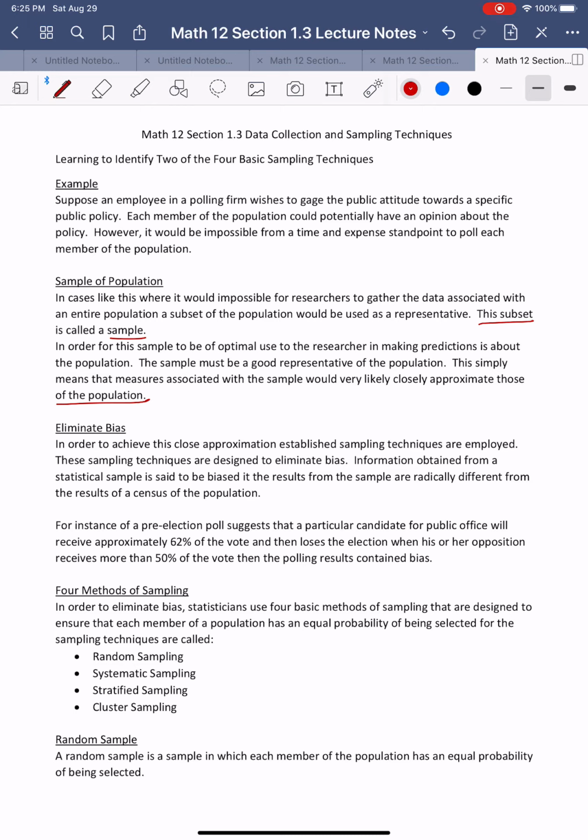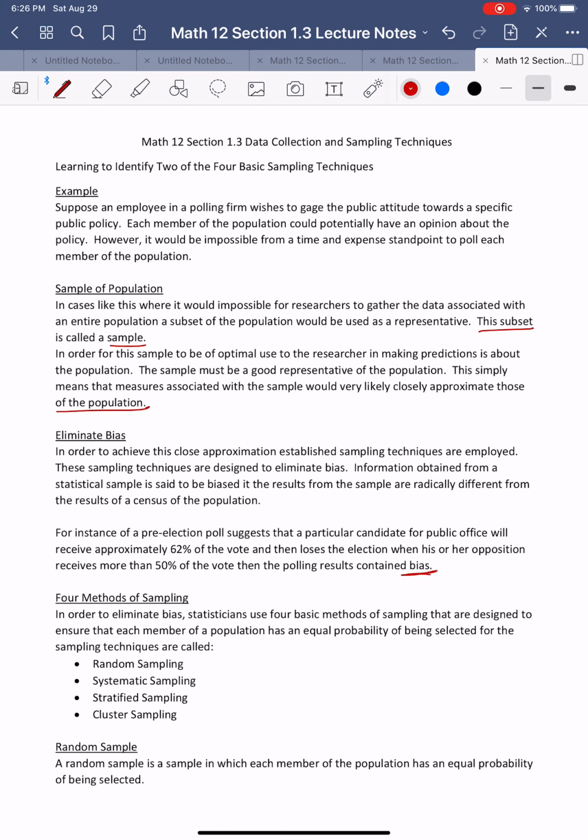For instance, if a pre-election poll suggests that a particular candidate for public office will receive approximately 62% of the vote, and then he or she loses the election when the opposition receives more than 50% of the vote, then the polling results were biased. So the sample said one thing, and it turned out to be something different, which means something is going on. So we're going to learn here the four methods of sampling.